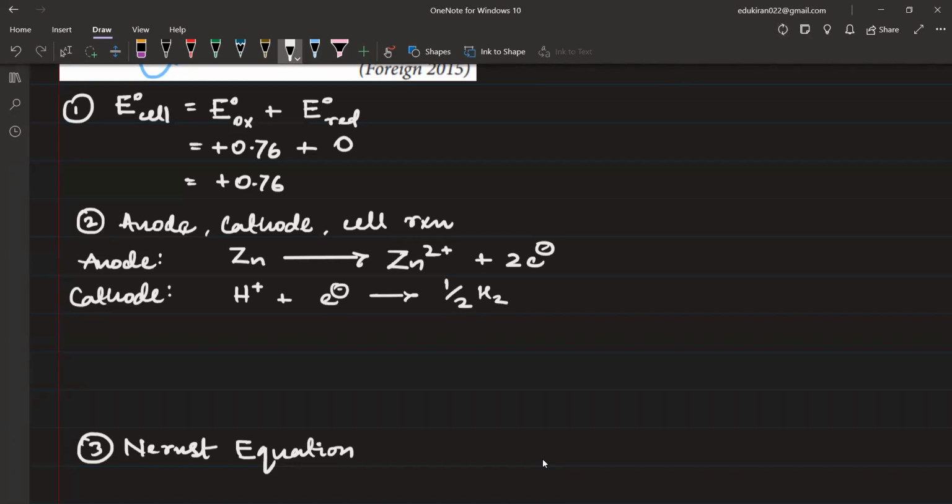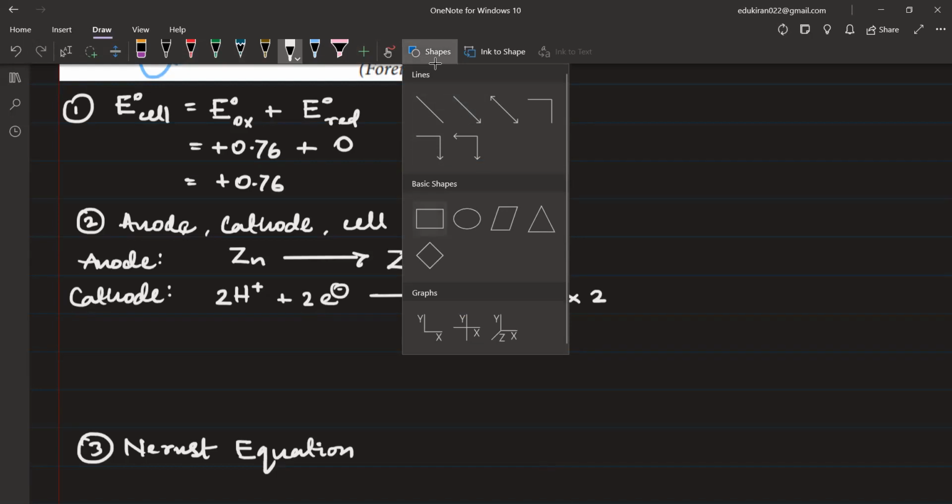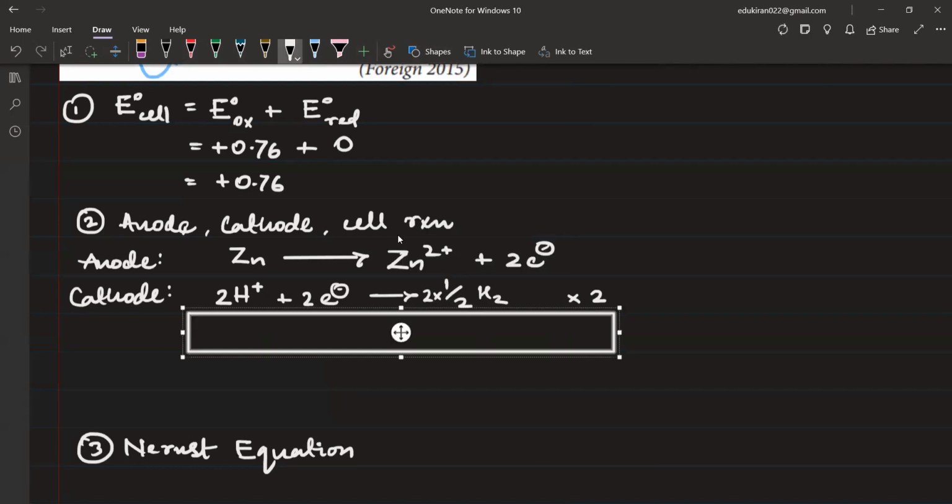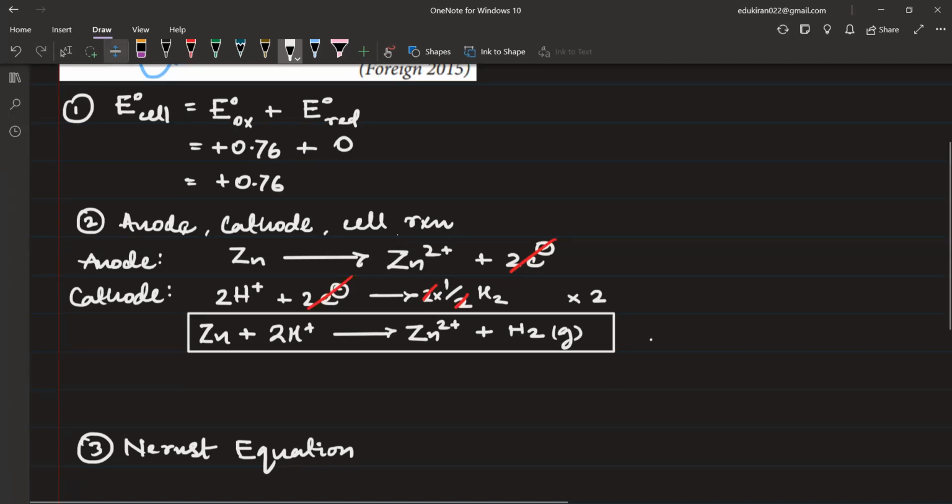In order to balance the number of electrons, we can multiply by 2 here, here, and here. This will result in the cancelling of the electrons, and we can also cancel this part. So we'll be getting Zn plus 2H plus gives Zn2+ plus H2 gas. Now further on, we have the Nernst equation.